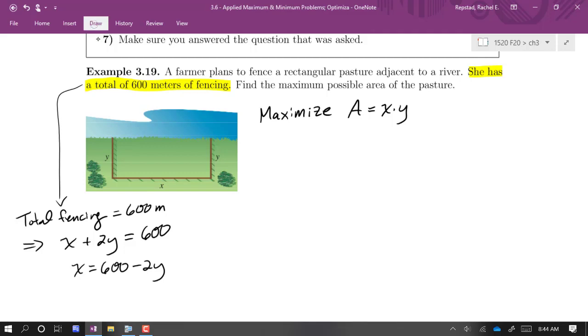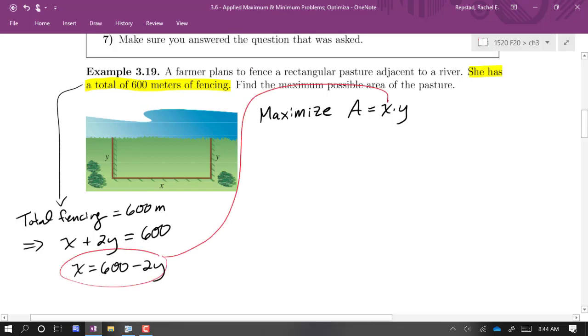Now I'm going to take this and I'm going to substitute it into that equation. So now when we do that, 600 minus 2y times y. Now look, we have written this quantity that we're interested in, the area, in terms of a single variable. Now the next step in the procedure says find the derivative. So we are going to find A prime. We're going to differentiate with respect to y.